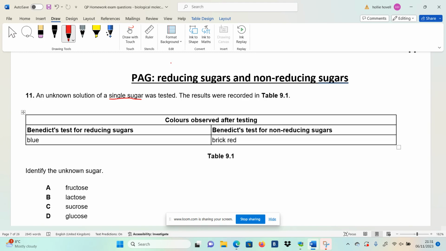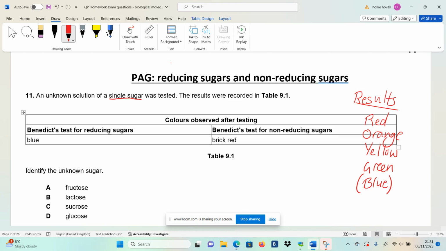So when they did the Benedict's test for reducing sugars, it turned blue. And when they did the Benedict's test for non-reducing sugars, it turned brick red. So the first thing that you need to know is the result colours. Okay, so we've got this colour scale. So it goes from red if there's a high concentration of it, to orange if there's slightly lower concentration, to yellow, slightly lower concentration again, green if there's a low concentration, and it stays blue. That basically means there's been no colour change and there is no concentration.